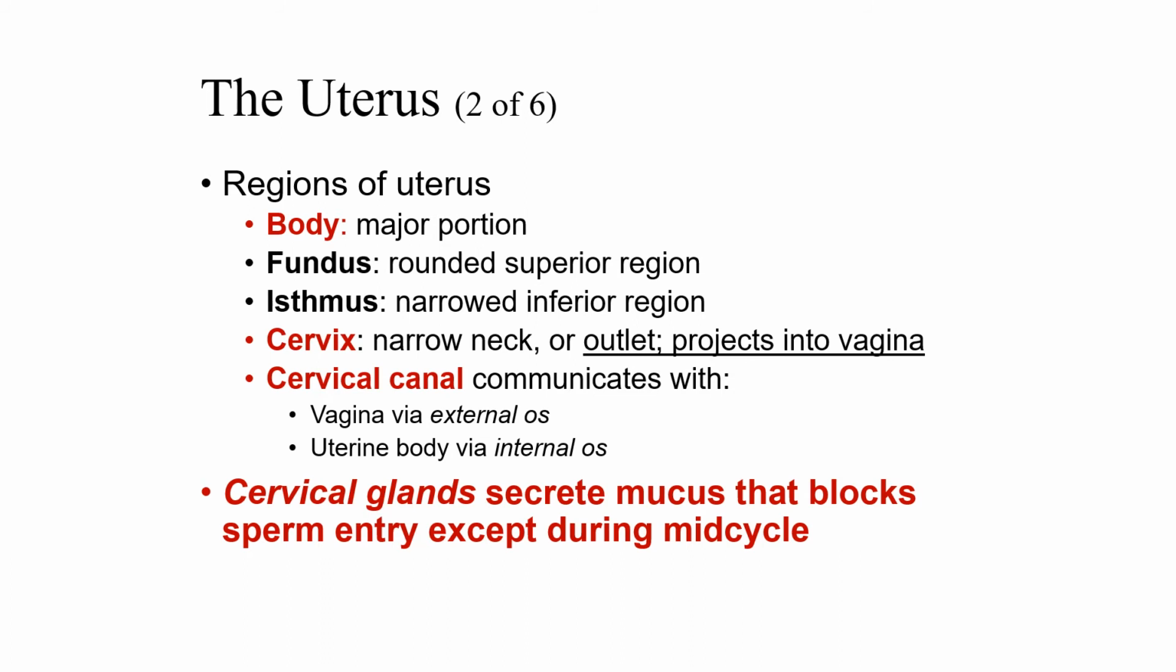Okay, so think of the cervix as the neck. It projects into the vagina. The cervix has glands that secrete mucus, and the job of the mucus is to stop the sperm. Now, the mucus is going to be really thick, except around the time of ovulation, and the hormones in the woman's body at that time will trigger the cervical glands to slow down the production of mucus and to make it very watery.